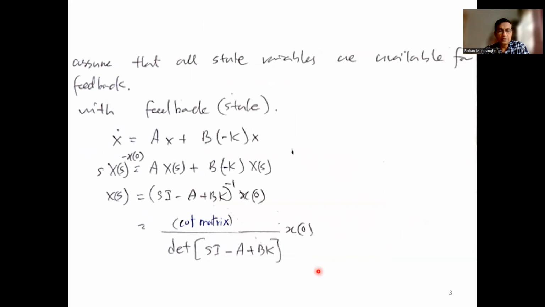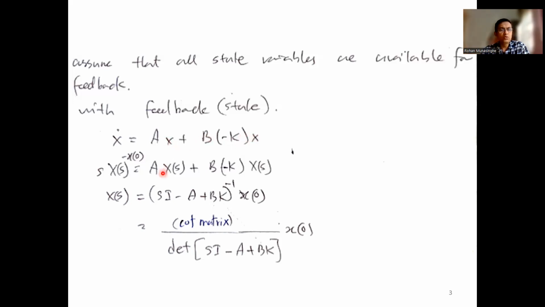So what do we have here? This is our state space model, x dot equals Ax plus Bu, but u is minus Kx. So we substitute for u, and what comes over here is minus K times x.